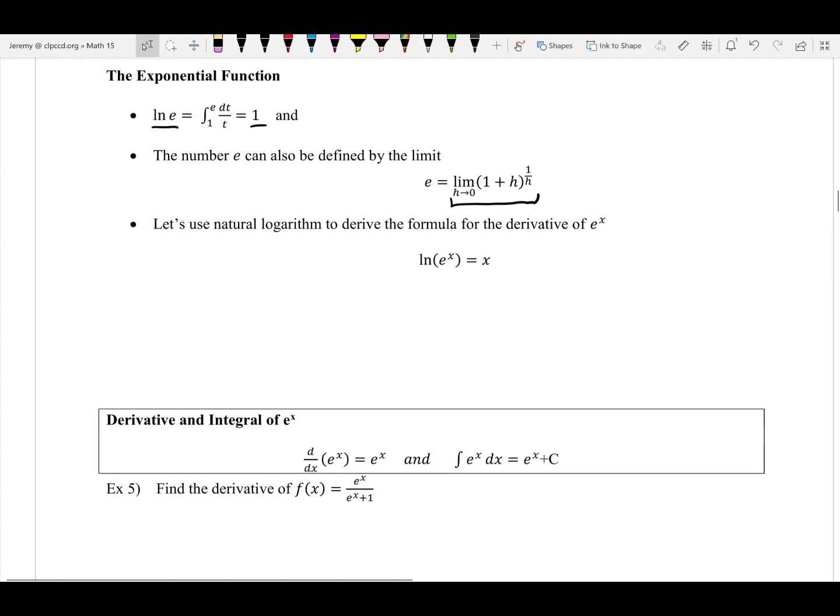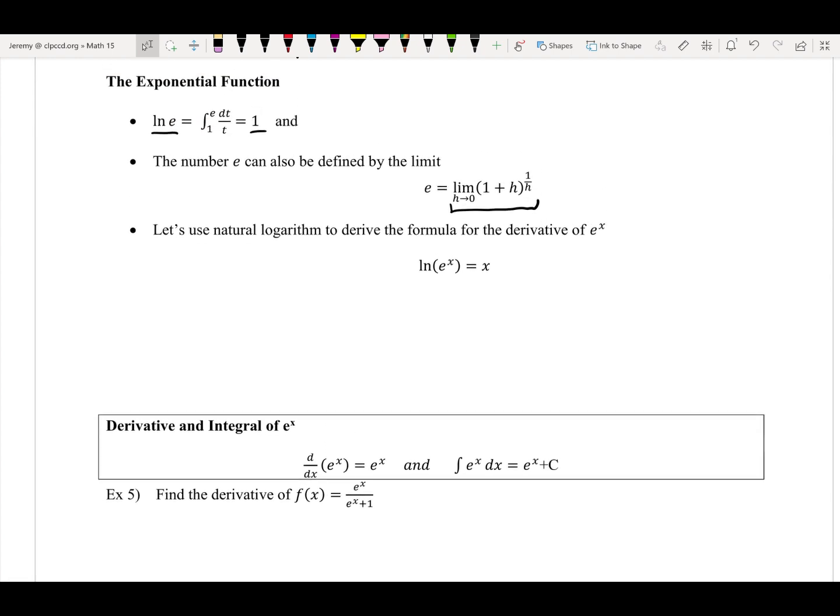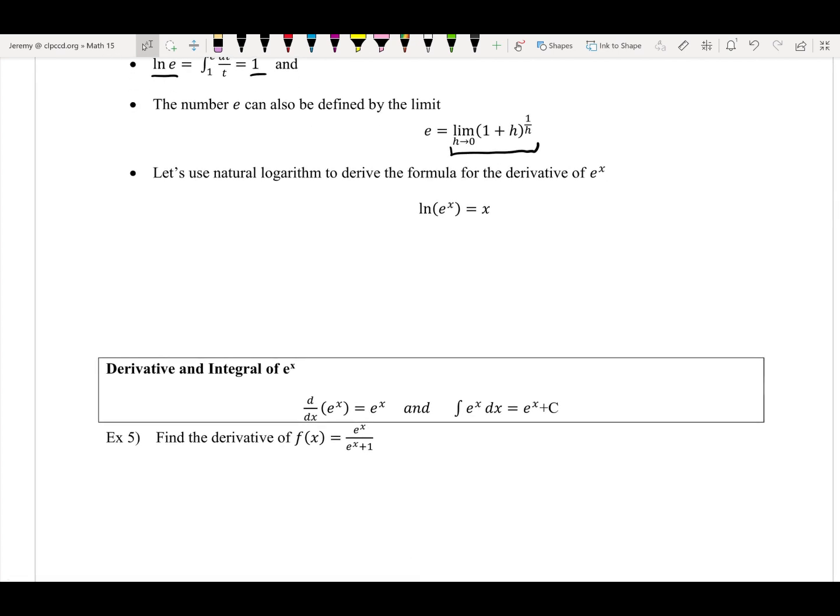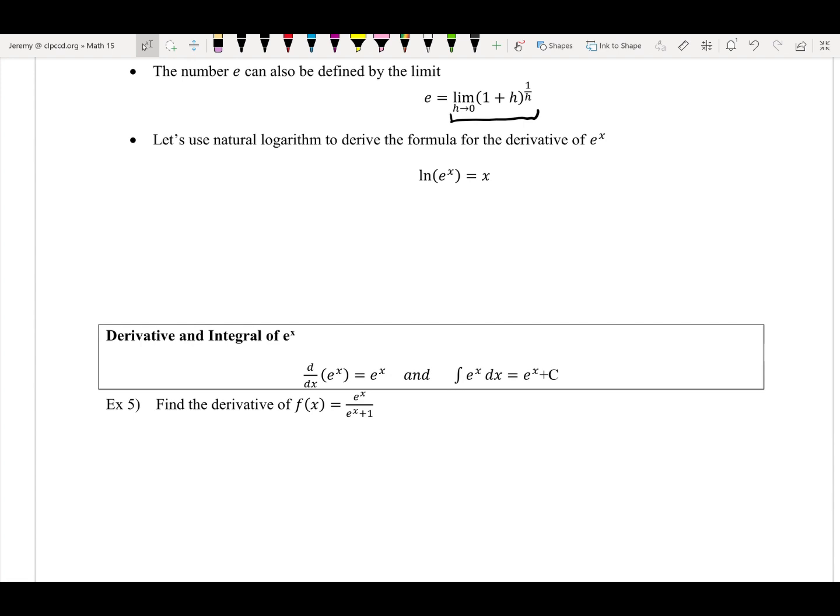But we want to know, how can we use this in calculus, in the context of derivatives and integration? So we're going to use the natural logarithm to derive a formula for the derivative of e to the x. And here's how we're going to do it. We're going to look at this. So we know that the natural log of e to the x should be equal to x. We talked about this earlier.